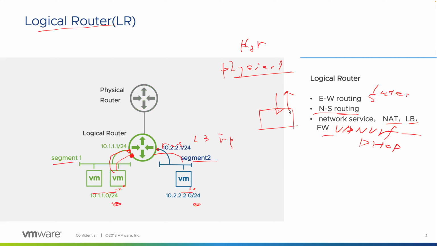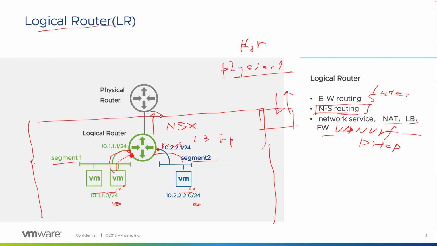For logical routers, we also provide north-south routing. That means some traffic will go out of the data center or go out of the NSX system. This is the NSX system. If traffic wants to go out of NSX, and also traffic coming into the NSX system, we need the logical router function to interconnect with the physical router via a segment. This is the interconnection segment.